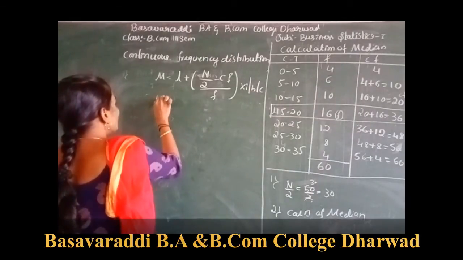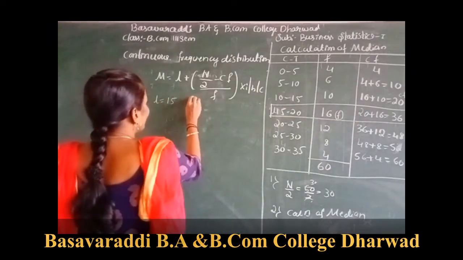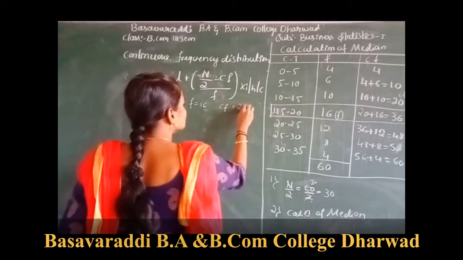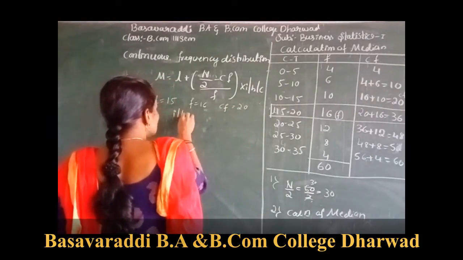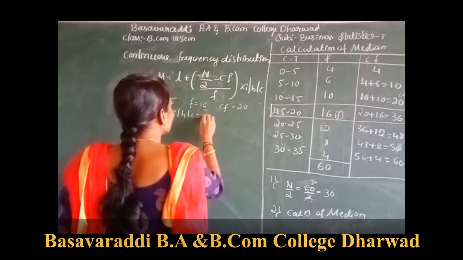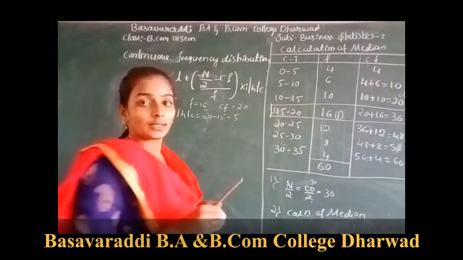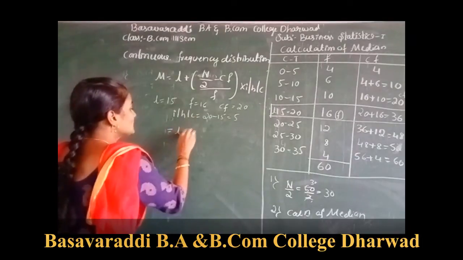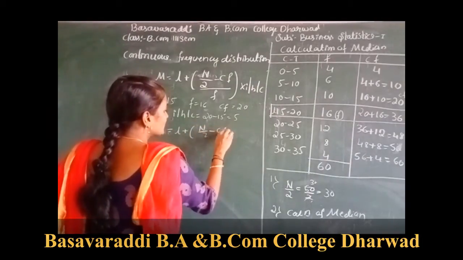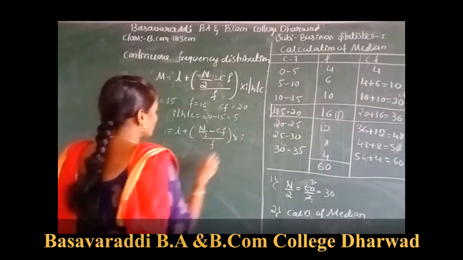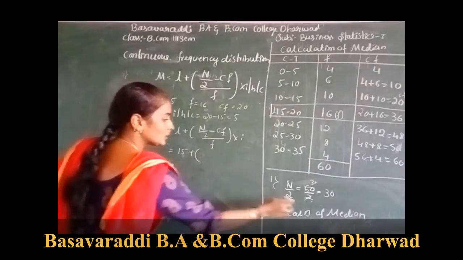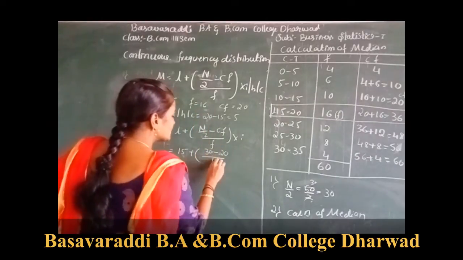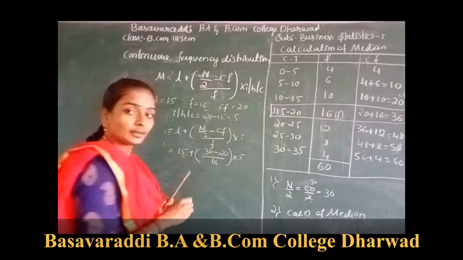Okay. L is 15. F is 16. Cumulative CF is 20. Next, I or H or C, the difference between these two, 20 minus 15, is 5. Substitute these values in the formula: L plus (N by 2 minus CF) divided by F into I. L is 15 plus N by 2, already calculated, 30, minus cumulative frequency CF 20, F is 16 into the difference, 5.